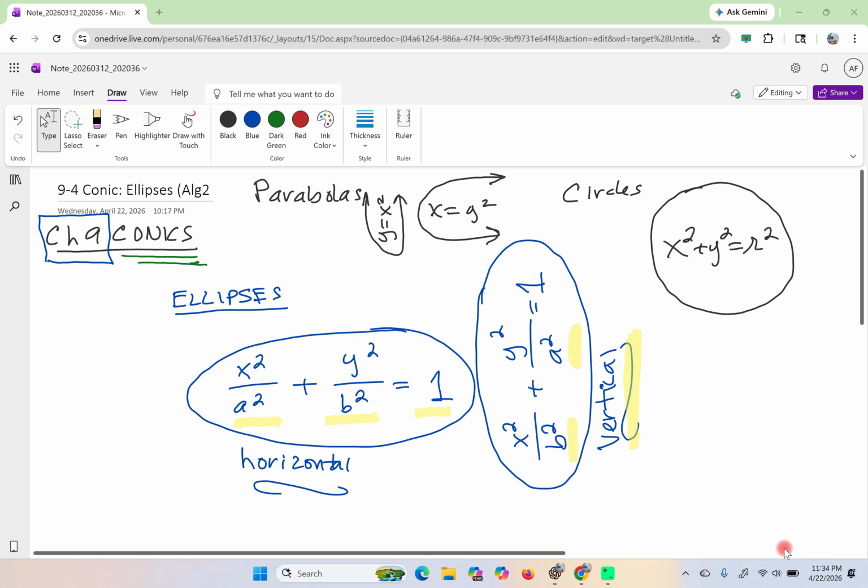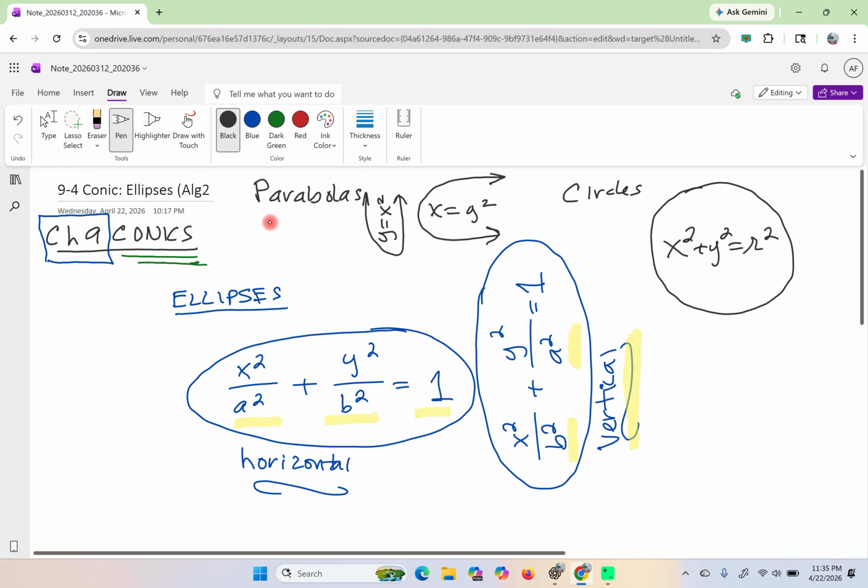This video is Chapter 9, Lesson 4, Ellipses, our third of 4 conics that we've been studying. So far we've worked with parabolas and with circles, and in this lesson, ellipses. The equation for a horizontal ellipse is x squared over a squared plus y squared over b squared, always equal to 1. And if it's a vertical ellipse, then it's x squared over b squared plus y squared over a squared equals 1.